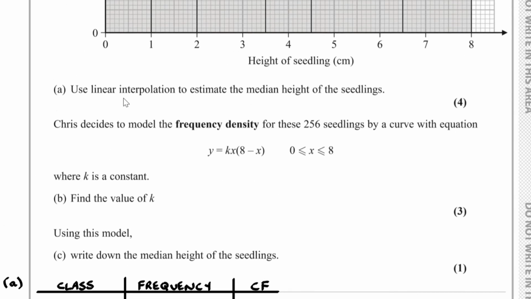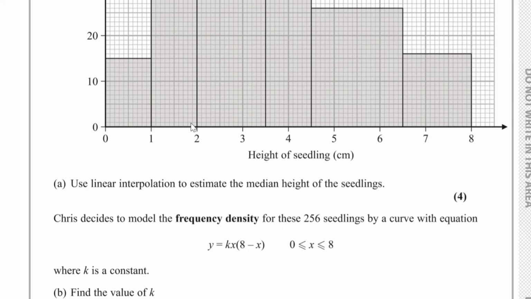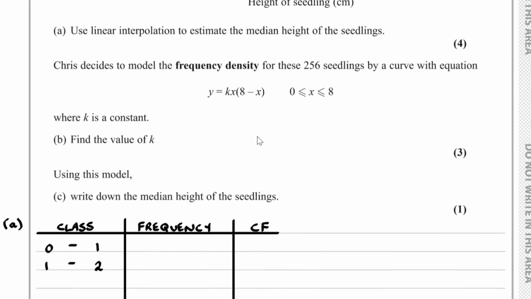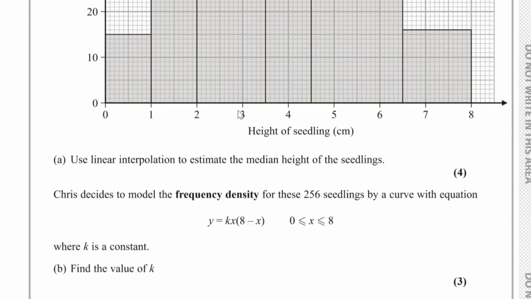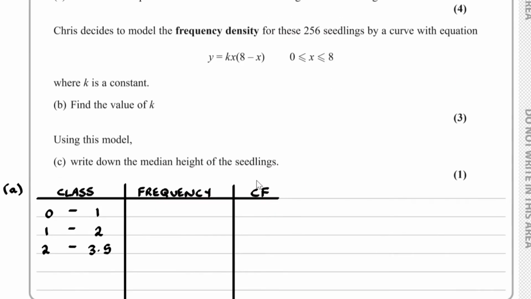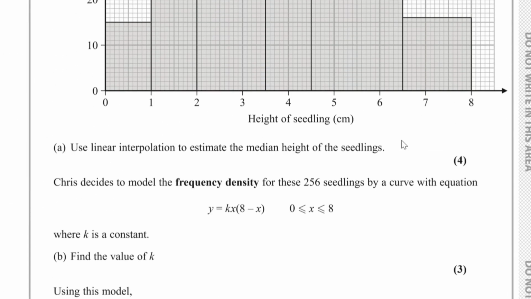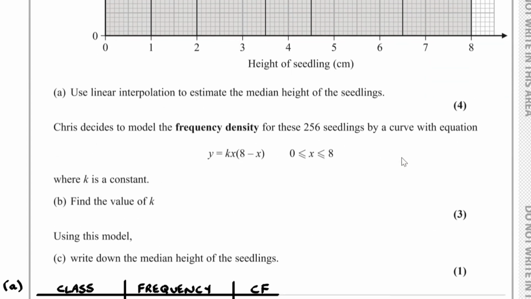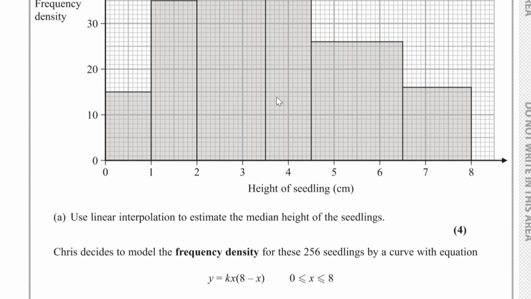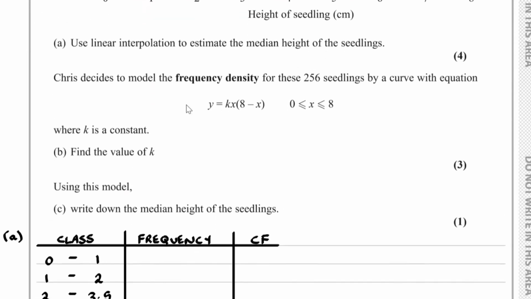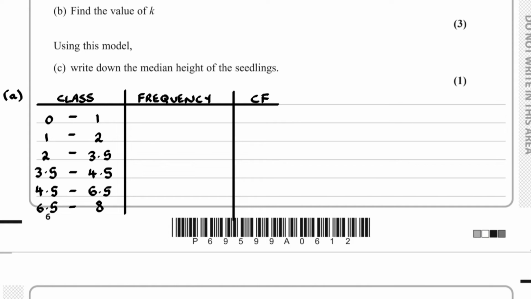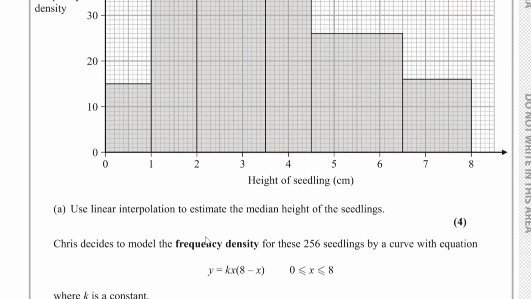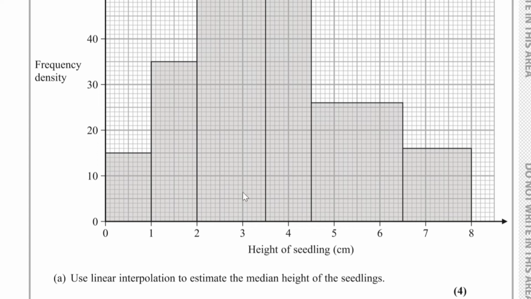Now for our class, first of all, we've got 0 to 1, then we've got 1 to 2, then we've got 2 to 3.5, then we've got 3.5 to 4.5, then we've got 4.5 to 6.5, and then we've got 6.5 to 8. We now need to find the frequencies, and we can find the frequencies by finding the area.